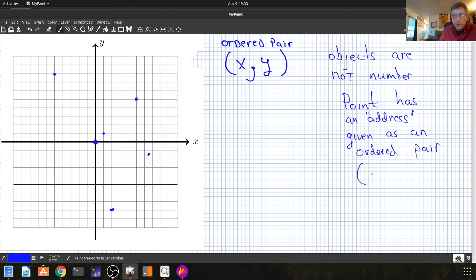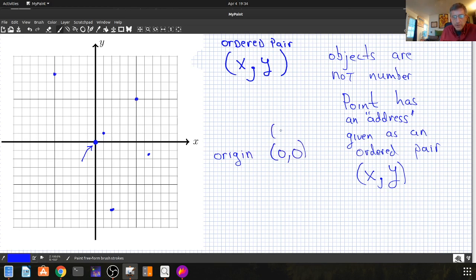In the form where the x direction is given first and the y direction is given second. So let's look here at this first point. It has an address. Let's give the special address. This big point I write here is called the origin. It's kind of like our starting point. And the origin has an address of 0, 0.